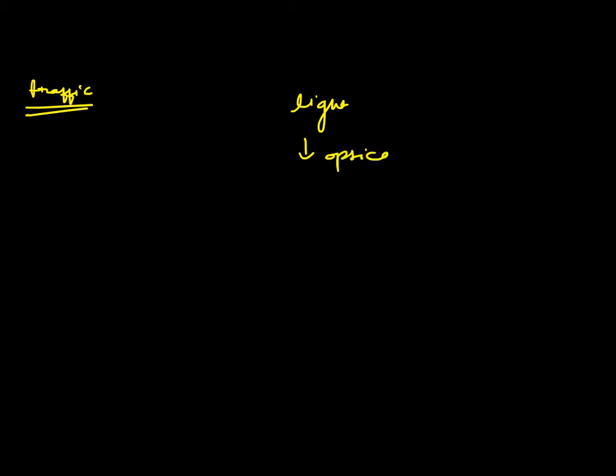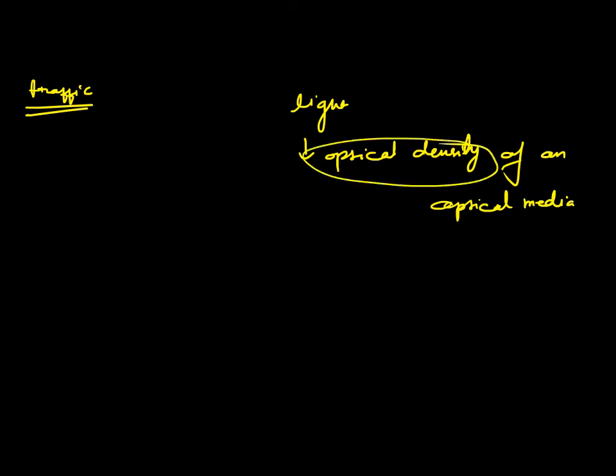Optical density of an optical media. Now, optical density of an optical media is a physical quantity which tells us how fast or how slow light is going to travel in a certain media. Let us cut these things short and try to understand in layman's language.